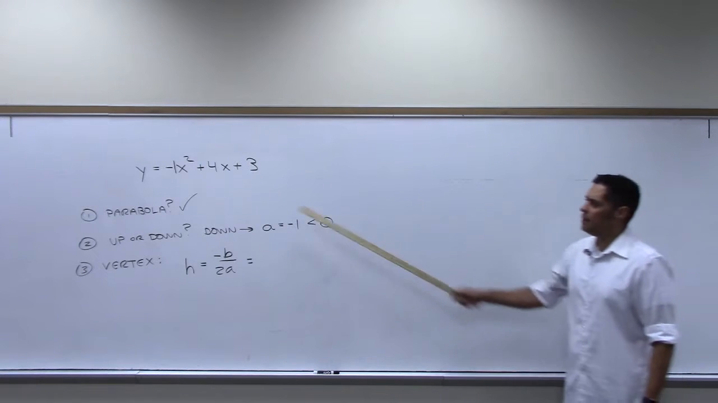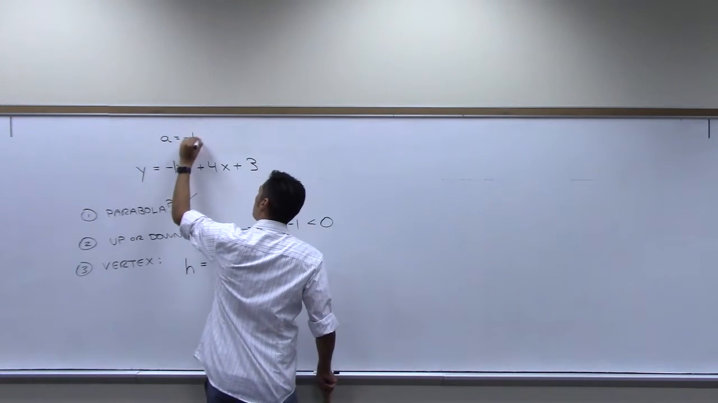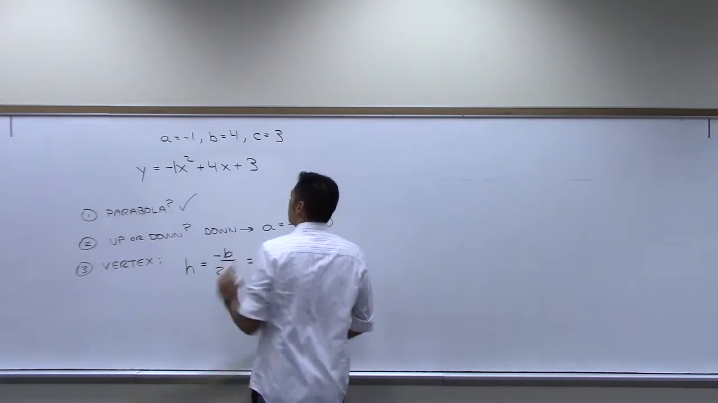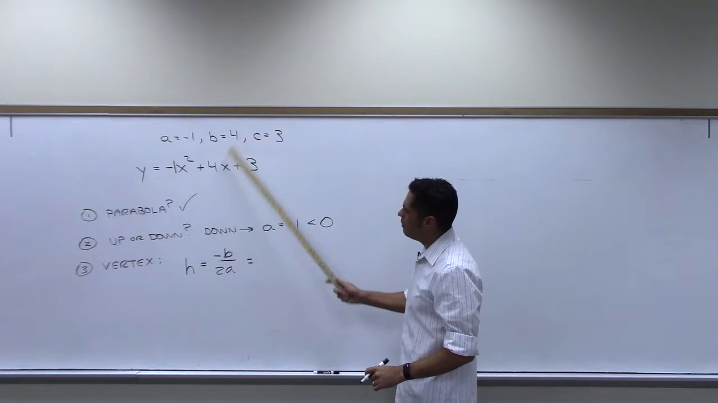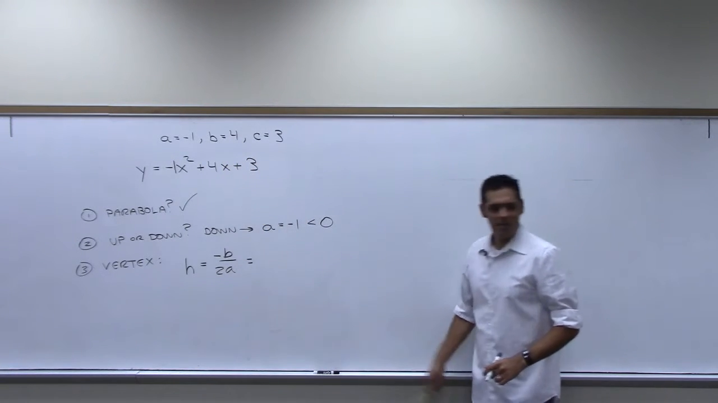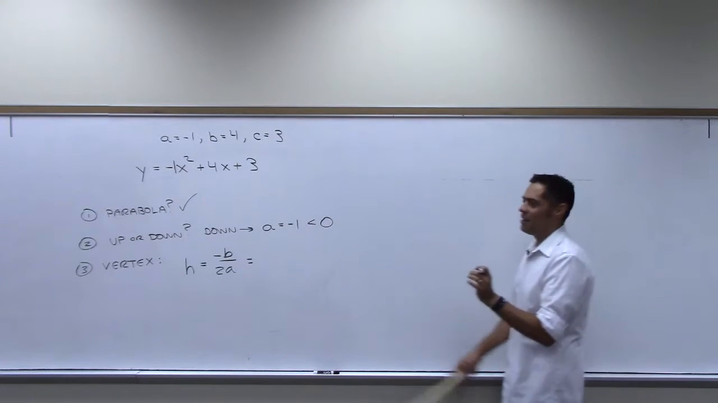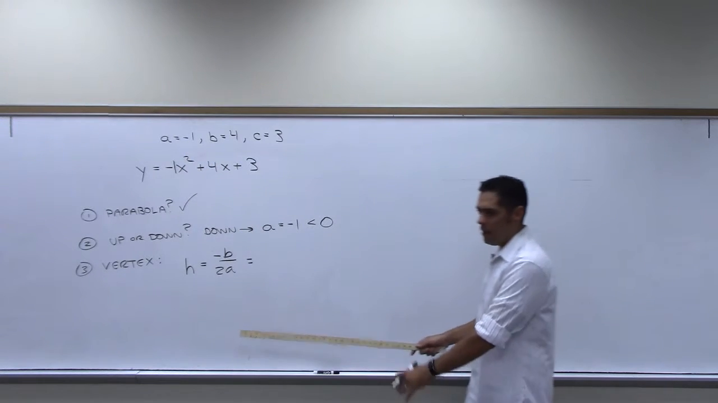Maybe we should have taken a minute to write down a, b, and c. I'm sorry, I should have done that in the beginning. A is -1, b is 4, c is 3. What happens if you accidentally forget the sign on one of these? Everything's going to be messed up after that, right? So take a little time and double check, because you don't want to accidentally write down a as 1, and then that's going to throw everything else off.